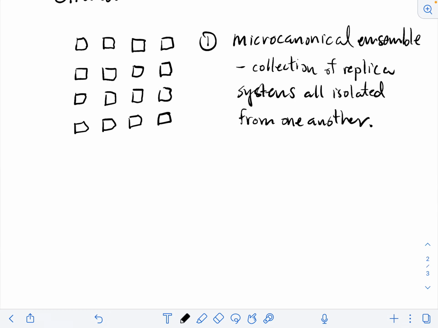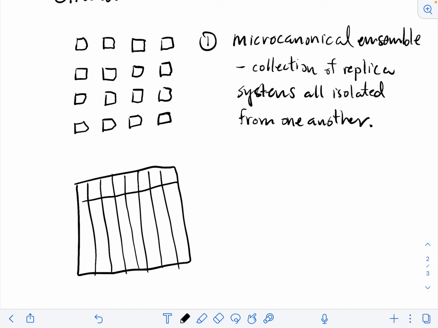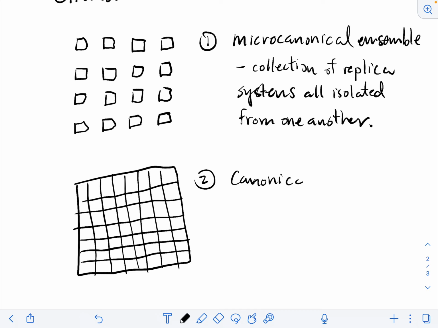Okay, second, and in fact in the last video, what we started thinking about was replica systems that form an ensemble, but they're in thermal contact with one another. And so they're all at the same temperature, but one system can exchange energy with other systems in this ensemble. Canonical ensemble.